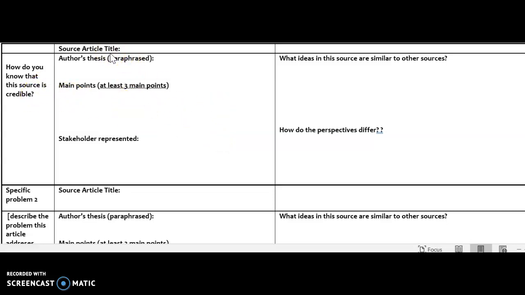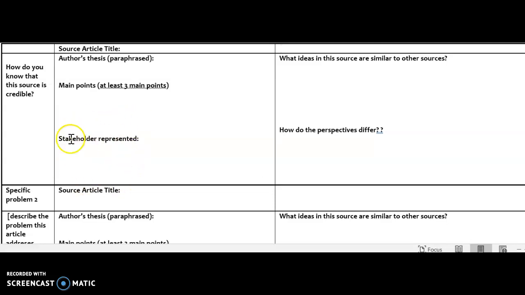So you'll want to make sure you include the source article's title here, the author's thesis, which needs to be paraphrased, and then 3 main points. And it's really important that these are complete sentences. And for the most part, it's important that everything you're answering here is in complete sentences, right? So again, this is a situation of you knowing what you mean, and maybe assuming that your audience does, but it helps me to understand your exact ideas if you're writing in complete sentences.